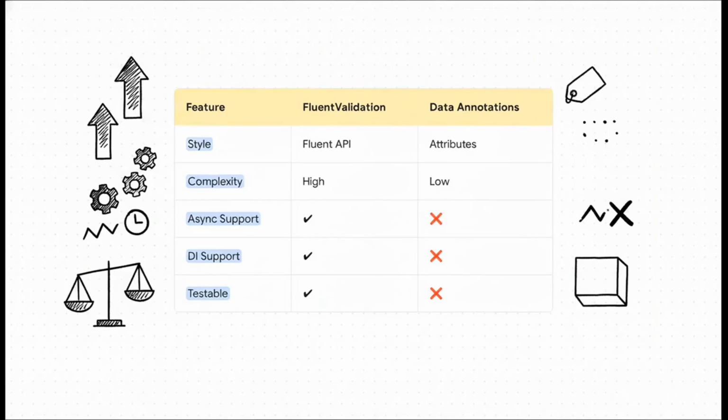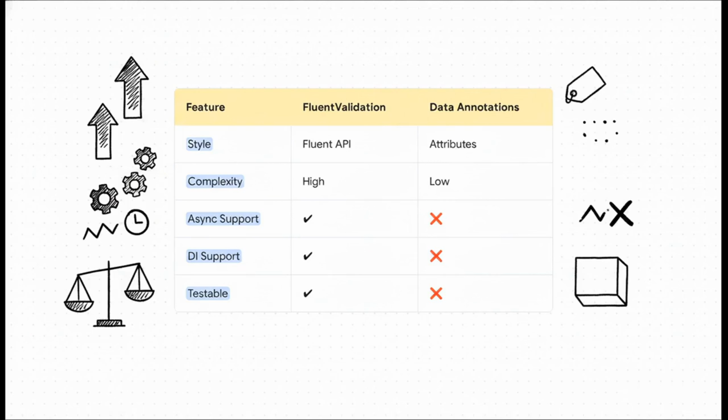And this chart just lays it all out, doesn't it? When you look at the stuff that really matters for building serious, scalable software, async, dependency injection, testability, it's not even a contest. And that little check mark next to testable for Fluent Validation is a really big deal. It means you can write a simple, fast unit test just for your rules, totally separate from everything else, to make sure they work. Look, data annotations are fine for simple stuff, but for professional grade work, Fluent Validation is the tool you want.